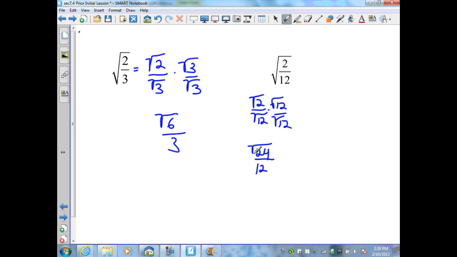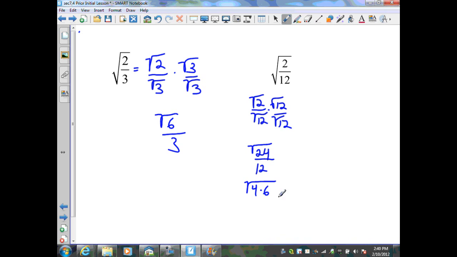Then I must simplify the numerator. Therefore, the square root of 24 breaks into 2 factors, 4 times 6 over 12. The square root of 4 is 2 square roots of 6 over 12, which then simplifies to be the square root of 6 over 6. And again, this is simplified. I can't simplify this any further because one's in the radical and one is not.